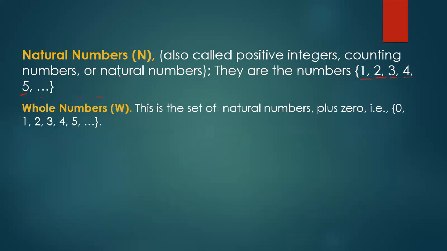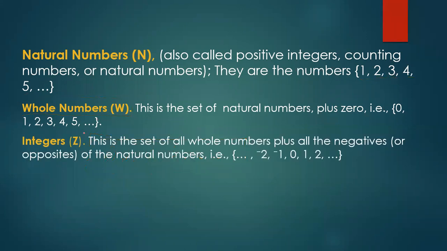Then we also have another set of numbers called the whole numbers. This is a set of natural numbers, but to this set, we're just going to add a 0. We know that natural numbers are simple counting numbers starting from 1. But once we add a 0 in front of these natural numbers, the set changes now to a set of whole numbers, and it's denoted by W, and natural numbers are denoted by letter N.